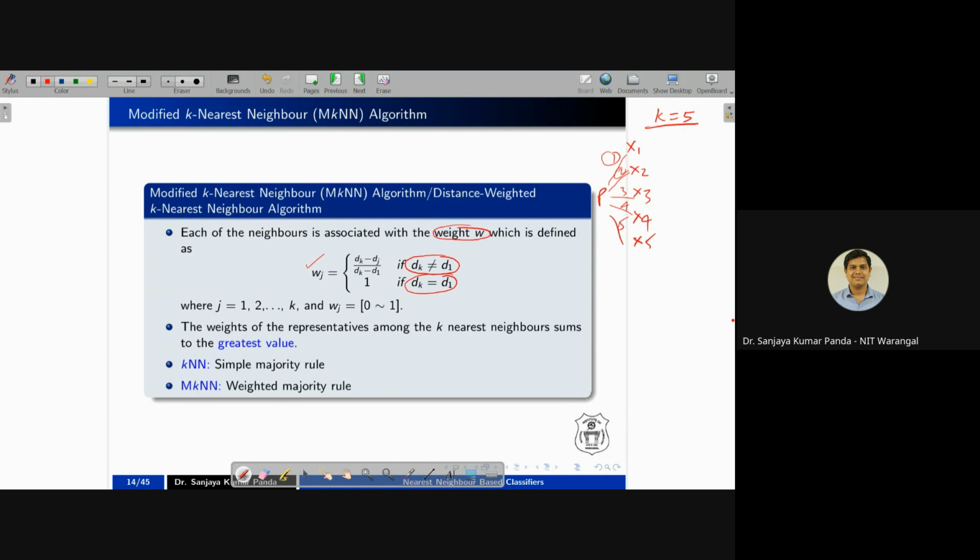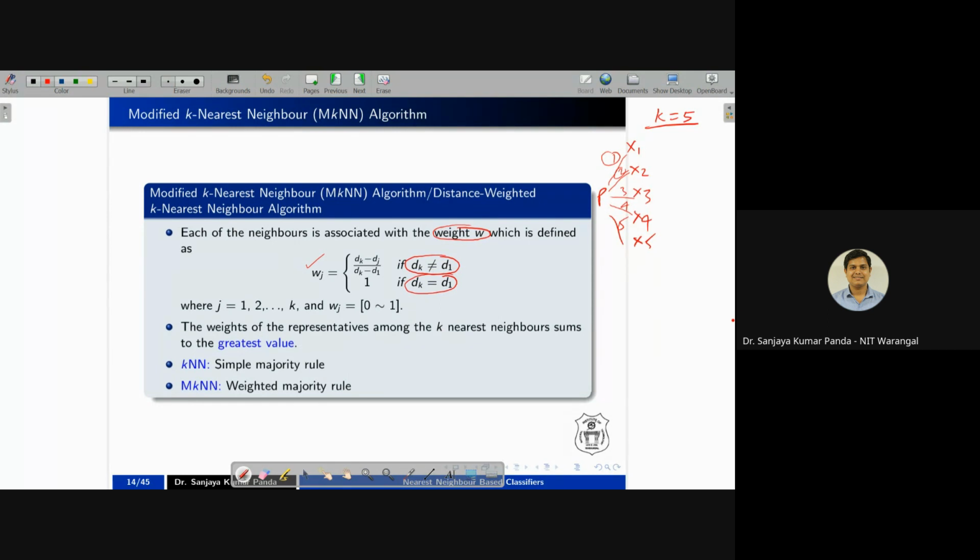And the weight values you will get are in the range of 0 to 1. Okay, so let us see. These weights of the representatives among the k nearest neighbors sum to the greatest value. That I'll show you through an example.